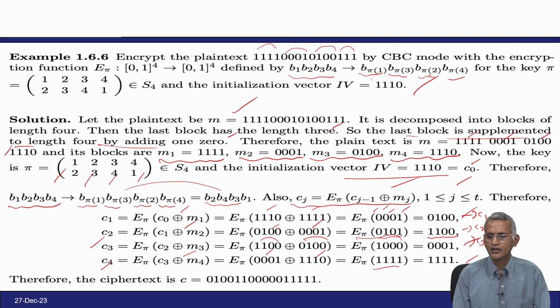This is the meaning of the permutation corresponding to the code. Therefore, the ciphertext is: first this is C1, this is C2, this is C3 and this is C4. So that is the corresponding code, the ciphertext of the given plain text.